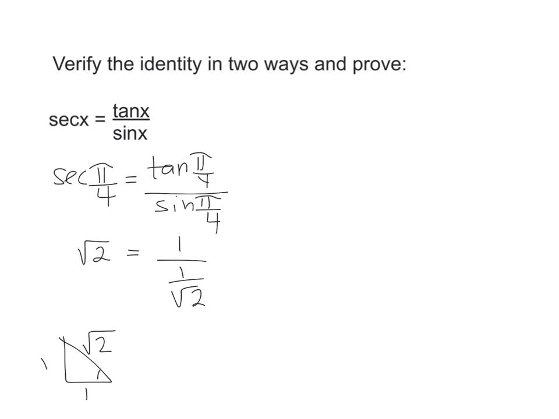The left side of that I can't simplify any further, it's just root 2. But 1 over root 2 simplifies to what? Root 2. So I end up with root 2 equals root 2, which means that I verified it because both sides are equal. So that tells you it works for pi over 4, which makes me think it's probably true for all values of x. So making a graph of each side, so y equals secant x and y equals tan x over sine x, when you look at the graph, they look the same, which is another way of verifying that it's an identity.